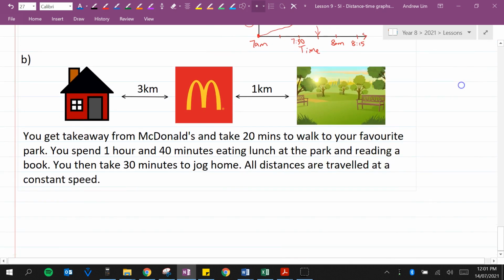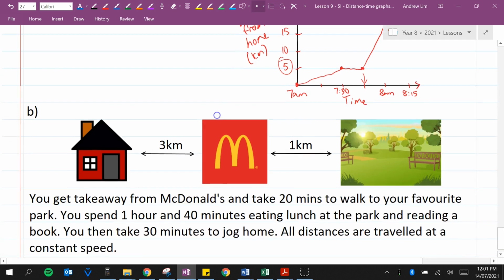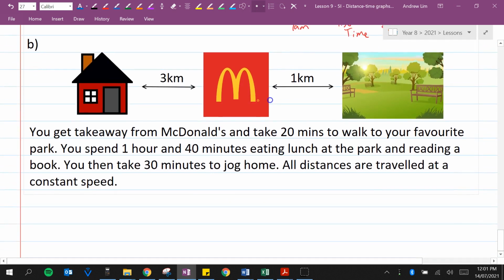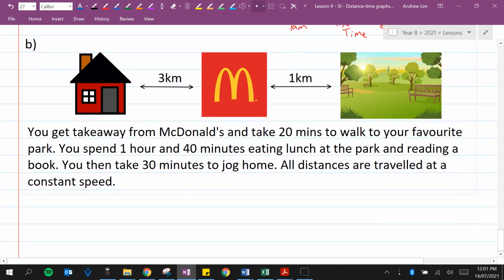Okay, last question. Here's our home. It's 3 kilometers away from Macca's, which is 1 kilometer away from a park. So technically, the park is 4 kilometers away from your house. You get takeaway from Macca's and take 20 minutes to walk to your favorite park. You spend 1 hour and 40 minutes eating lunch at the park and reading a book. You then take 30 minutes to jog home. All distances are traveled at a constant speed.